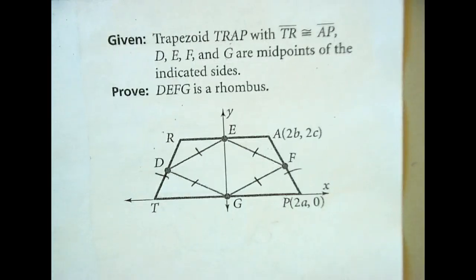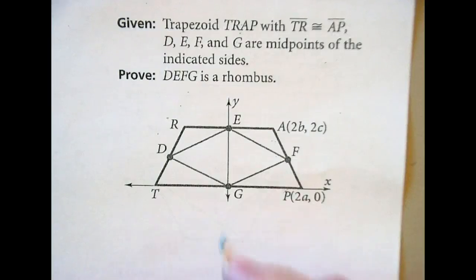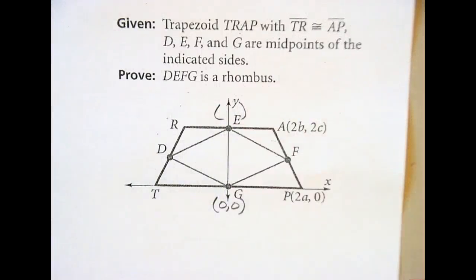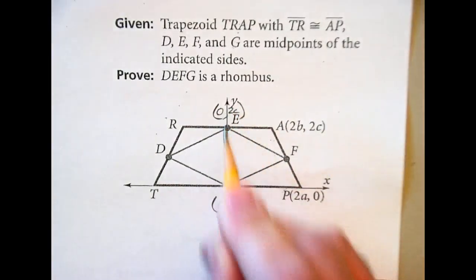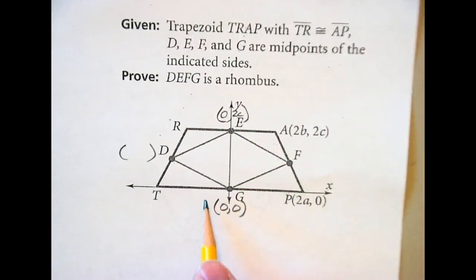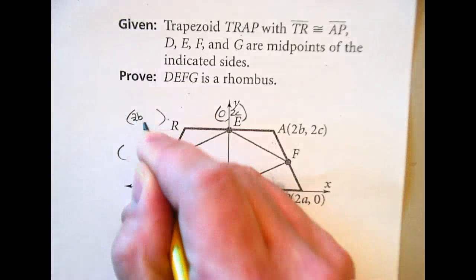Okay, take a look at this one. Find the different coordinates. Jody's done some extra markings already. So find the coordinates of those points there based on what they've given you. All right, I'll give you G. It's 0, 0. How about E? What's E? 0, 2C. Same level as this, so that's our Y value. How about D? 2B. Okay, how about R? Negative 2B, 2C.